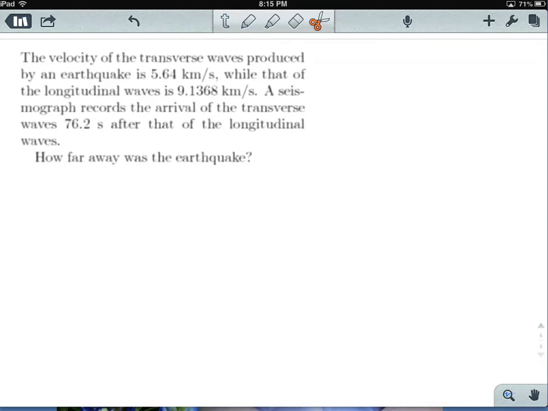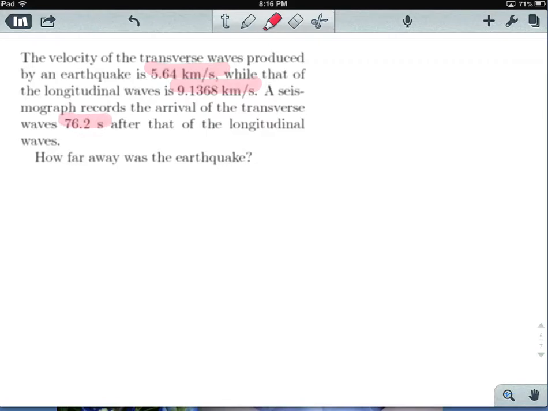All right, now this is a pretty tough question, so make sure you stick with me. When we're looking at this problem, it says that the velocity of a transverse wave produced by the earthquake is 5.64 kilometers a second, while that of a longitudinal wave is 9.1368 kilometers a second. And it says that a seismograph records the arrival of the transverse wave 76.2 seconds after that of the longitudinal.